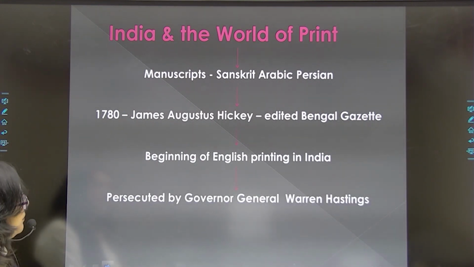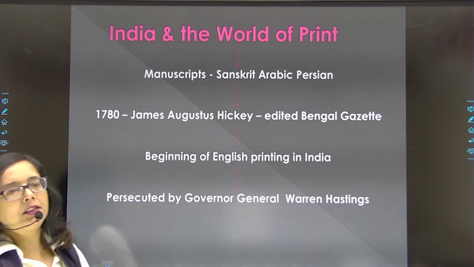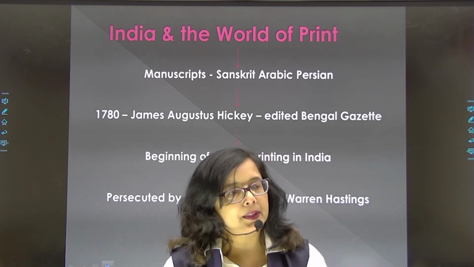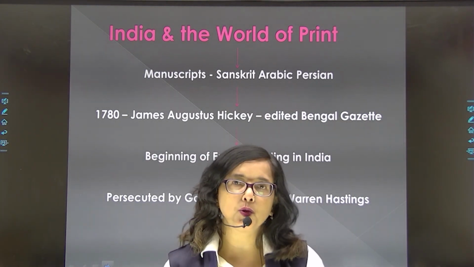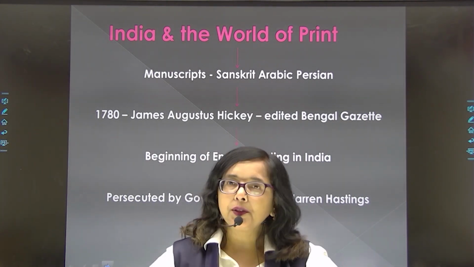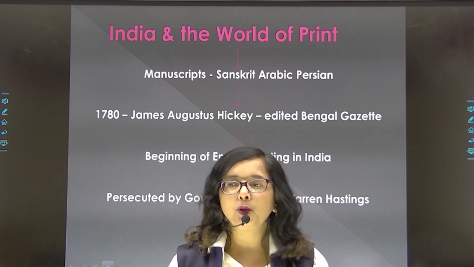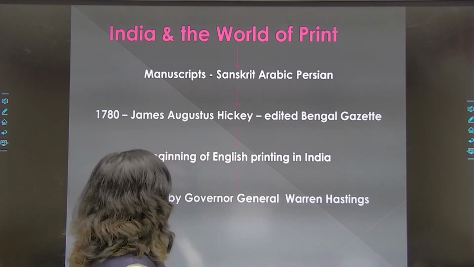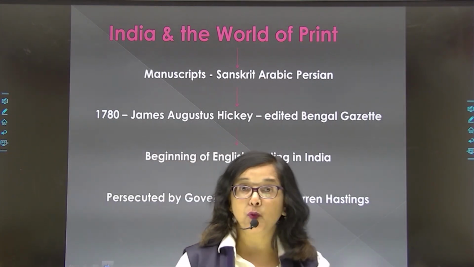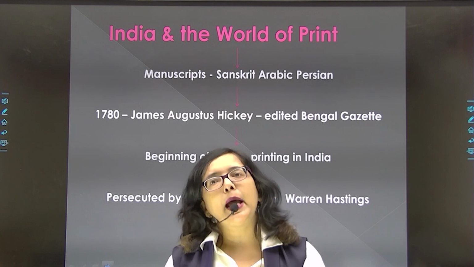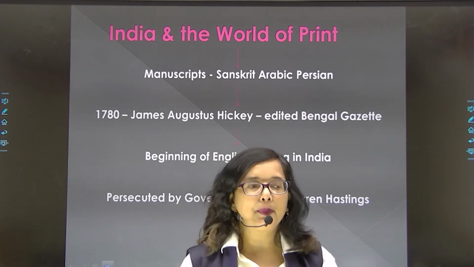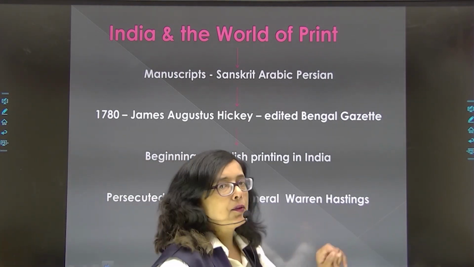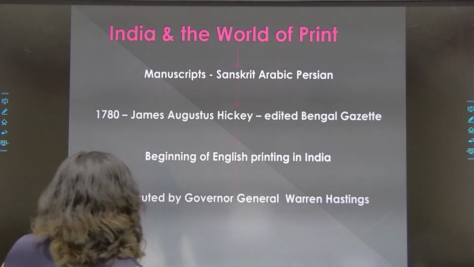Okay. And this James Augustus Hickey, he was a very genuine person, we can say, and in his magazine he used to mock the British officials also. He used to print caricatures of British officials also. And because of this, the then Governor General of India, Warren Hastings, was not happy with James Augustus Hickey and he had persecuted him also. Okay, do remember Warren Hastings was the first Governor General of India.